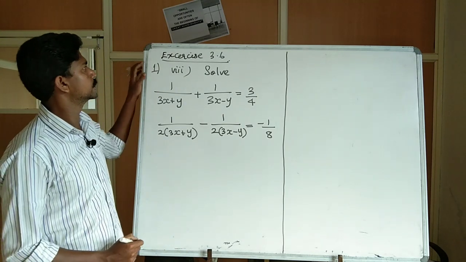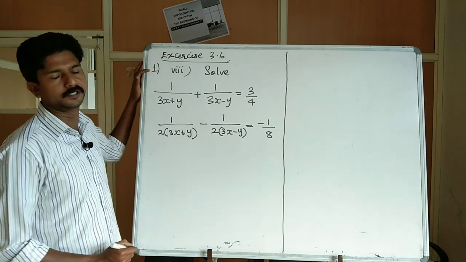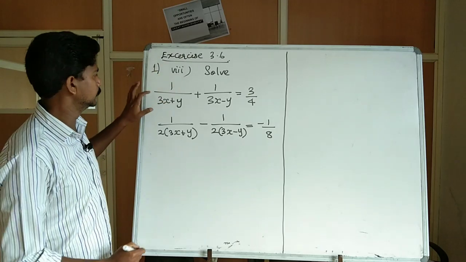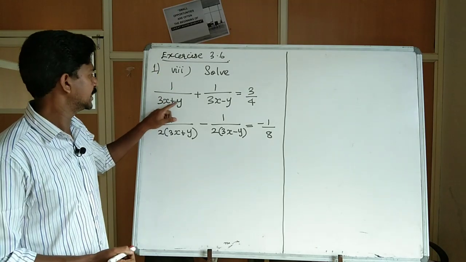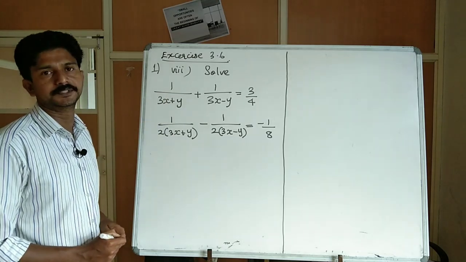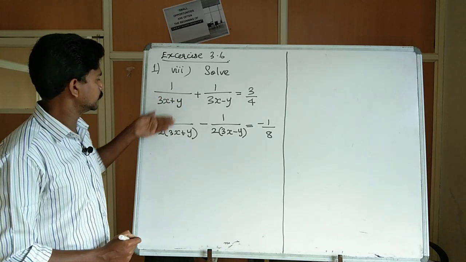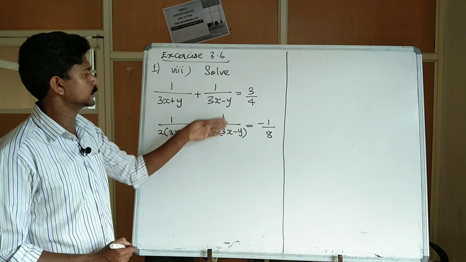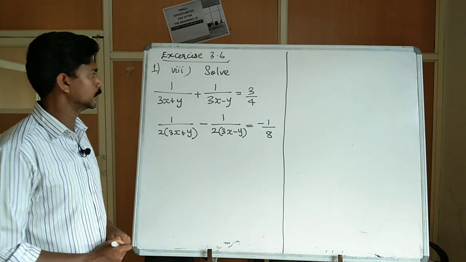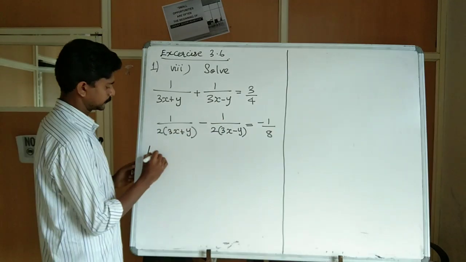So let us solve exercise 3.6, question number 1, the 8th Roman letter question. In this one, both x and y came in the denominator. Say 3x plus y, here also 3x plus y. 3x minus y, here also 3x minus y. Let us see how to solve it.